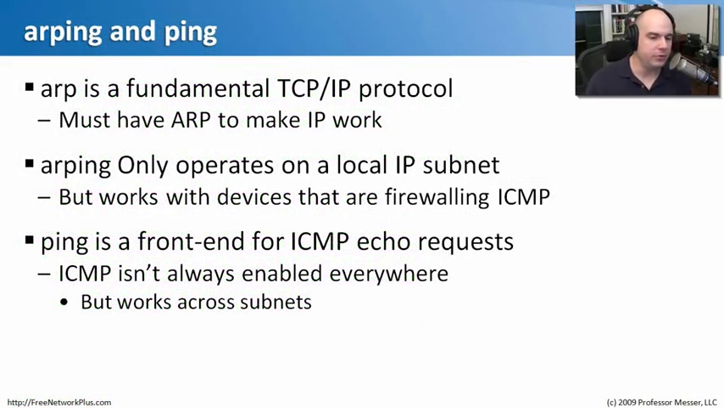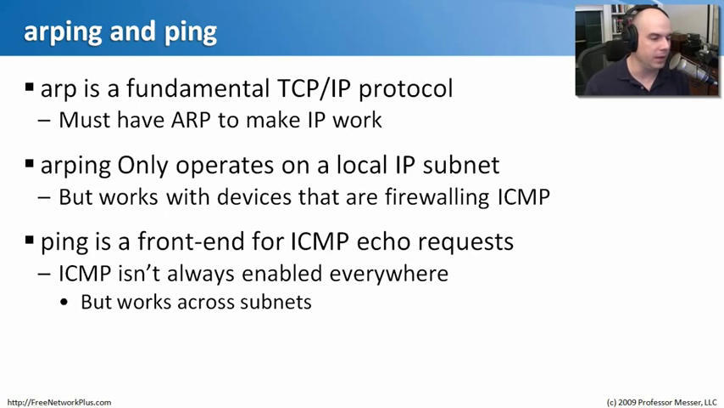Now that we know our IP address and the IP configuration of our local machine, let's start communicating out to the network. There's two ping commands that you'll want to be aware of. One is called arping and one is called ping. Now arping is taking advantage of this fundamental TCP/IP protocol called ARP, or Address Resolution Protocol. IP won't work unless ARP is working. So ARP always has to work. That's the way that we know what the MAC address is of the devices that are on our local subnet.